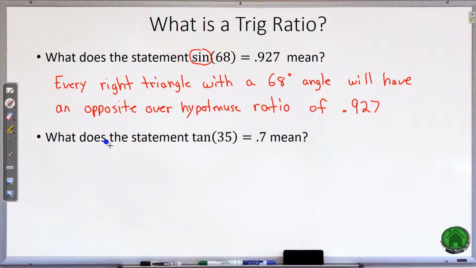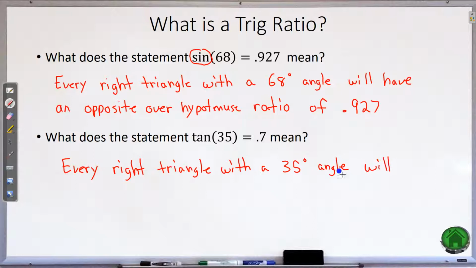So now this one, what does this statement mean? Tangent of 35 is equal to 0.7. That means that every right triangle with a 35-degree angle will have, now what ratio do I know? Tangent is opposite over adjacent, so we'll have an opposite over adjacent ratio of 0.7.